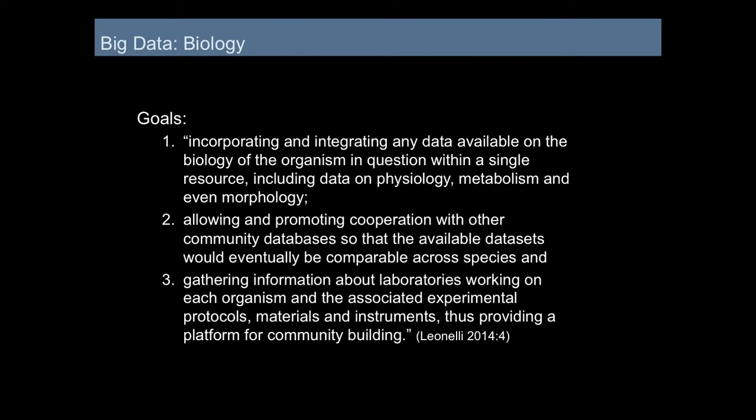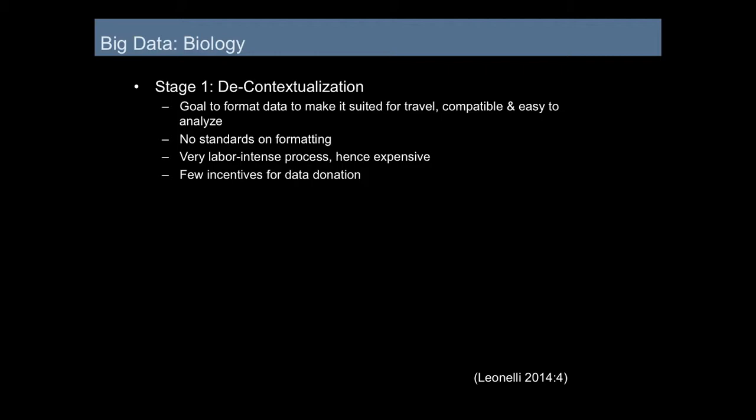So what is happening now if you want to put this data into the database? Let's assume you have data. In the first stage, the researcher possessing data, let's say on a specific type of fruit fly, needs to decontextualize the data. The goal is, of course, to format the data that is available from experimental results or whatever to make it suited for travel, to make it compatible and easy to analyze for other researchers who did not generate the data beforehand. The problem is that there are no real standards for the formatting of this data, and this is also a very labor-intensive process.